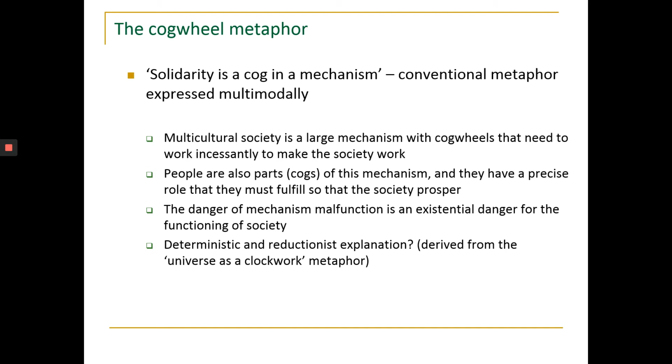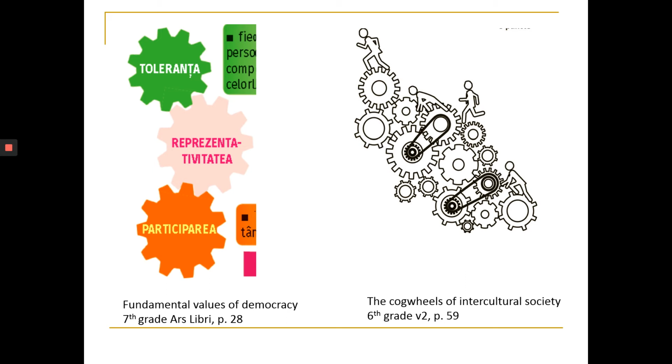People are also parts, cogs of this mechanism, and they have a precise role that they must fulfill in order for the society to prosper. Also, the danger of mechanism malfunction is an existential danger for the functioning of society. The cogwheel metaphor might be interpreted as stemming from a more encompassing, also highly conventional metaphor of the universe as clockwork. This slide contains two examples of visual and multimodal expressions of the cogwheel metaphor found in the corpus.